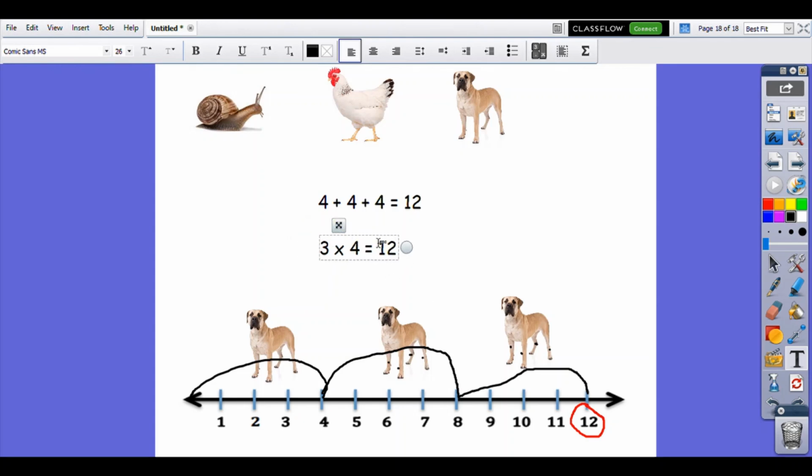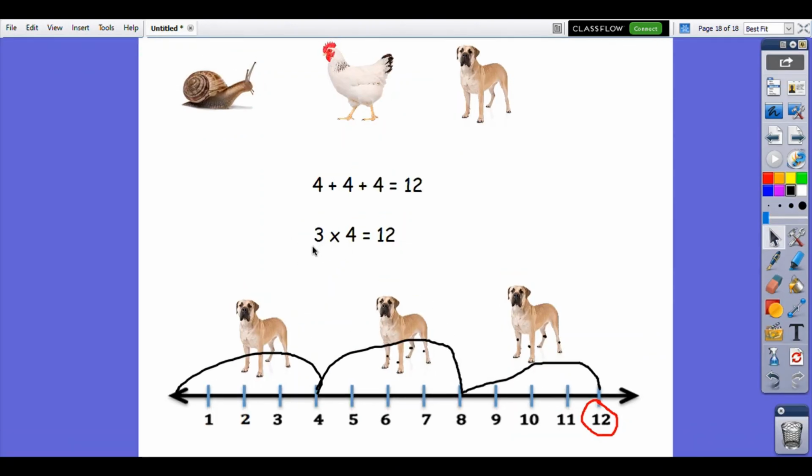And I know I said we weren't using the number 3 today, but actually we can use it because we've got 3 groups. We're not saying the dogs have got 3 legs, we're saying we've got 3 dogs. So that's okay in that example.